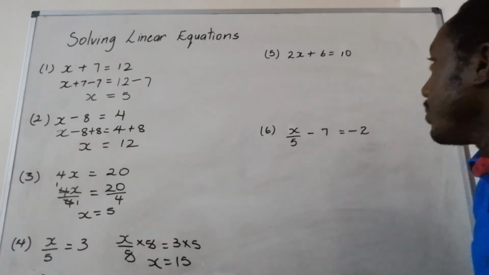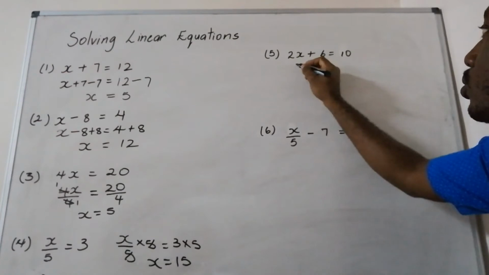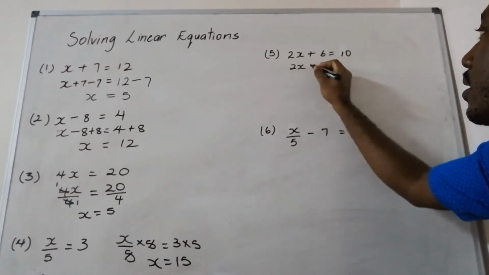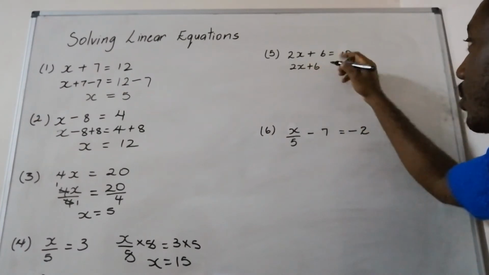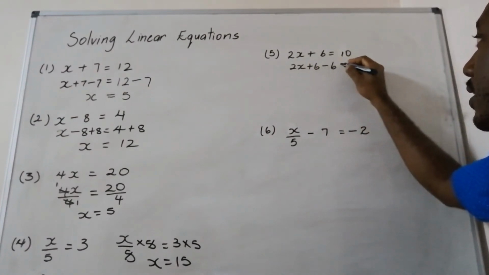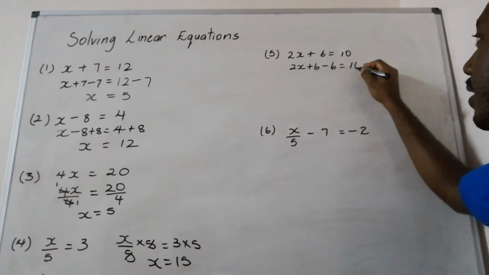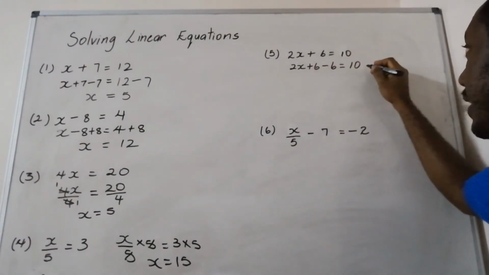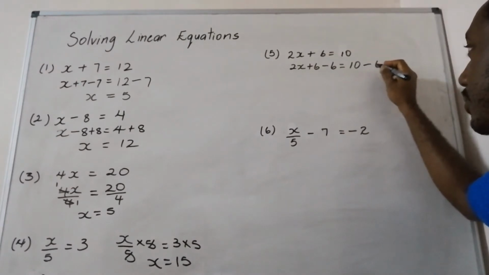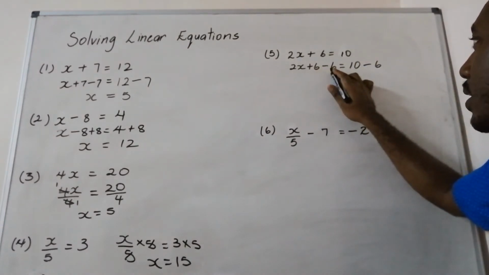So what we do, 2x plus 6. Since the 6 is adding, we will subtract 6. Is equal to 10. Whatever we do on that side, we need to do on the other side. 10 minus 6. So 6 minus 6 will give us 0.